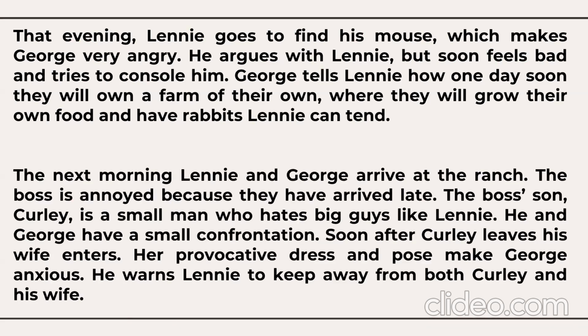The next morning, Lenny and George arrive at the ranch. The boss is annoyed because they have arrived late. The boss' son, Curly, is a small man who hates big guys like Lenny. He and George have a small confrontation. Soon after, Curly leaves and his wife enters. Her provocative dress and pose make George very anxious. He wants Lenny to keep away from both Curly and his wife.